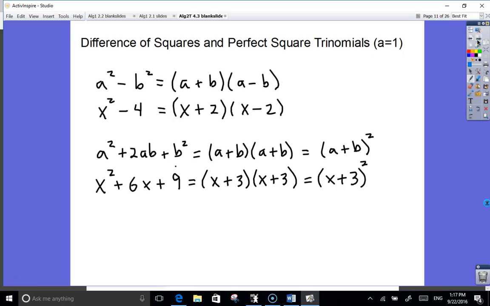Now, notice the perfect square trinomial. Ultimately, it factors as one factor squared. That's why it's called a perfect square trinomial. x squared plus 6x plus 9. We could factor that with just what we learned about simple quadratic trinomials. What are the factors of 9 that add up to 6? 3 and 3. So it's x plus 3 times x plus 3. Since these are the same, you are actually squaring x plus 3. That's why it's called perfect square trinomial, because ultimately it will factor as one factor squared.